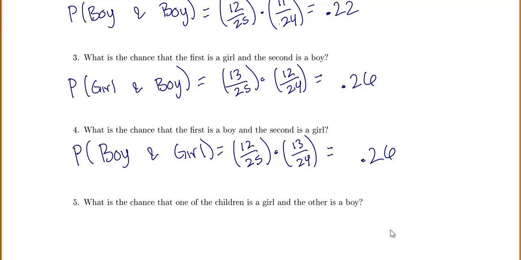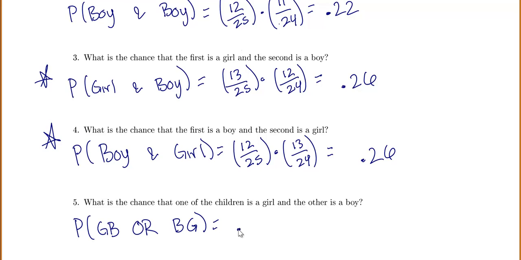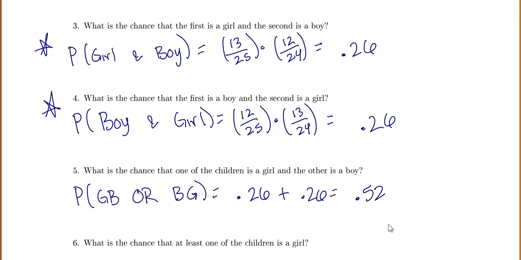Now number 5, we're going to make it more complicated. What is the chance that one of the children is a girl and the other is a boy? That means we're looking for the probability of girl-boy, or you could do boy-girl. Luckily for us, we already found those two probabilities in 3 and 4. Now we just have to add them together. We add them because it's an or. So this is 0.26 plus 0.26, which gives me 0.52. See above for how we found those probabilities.